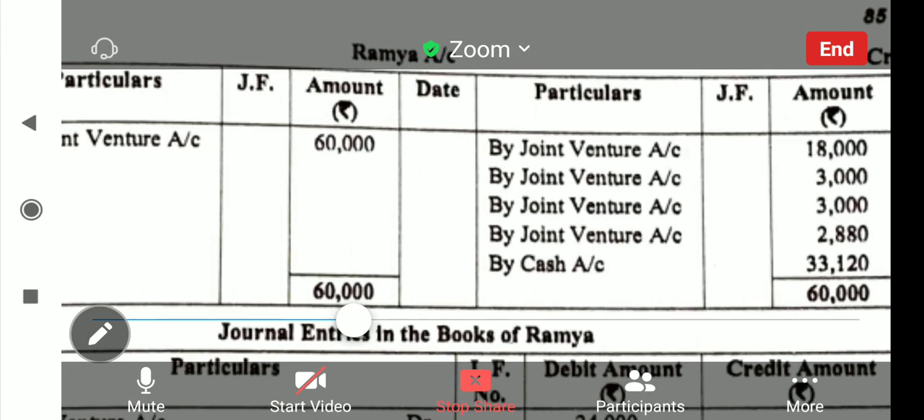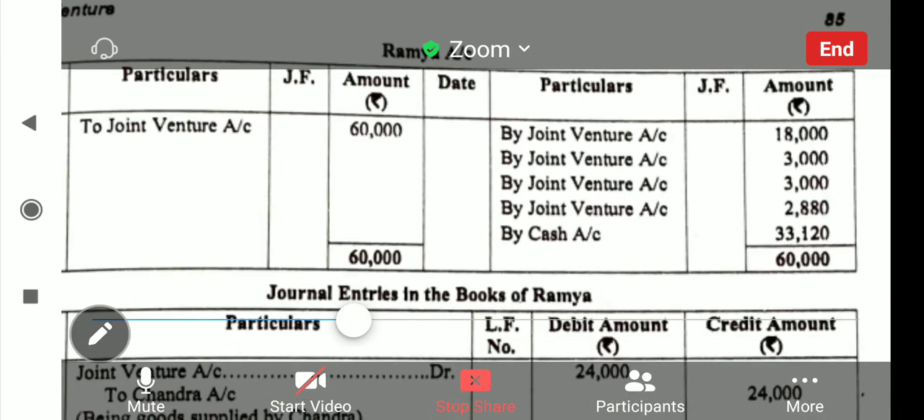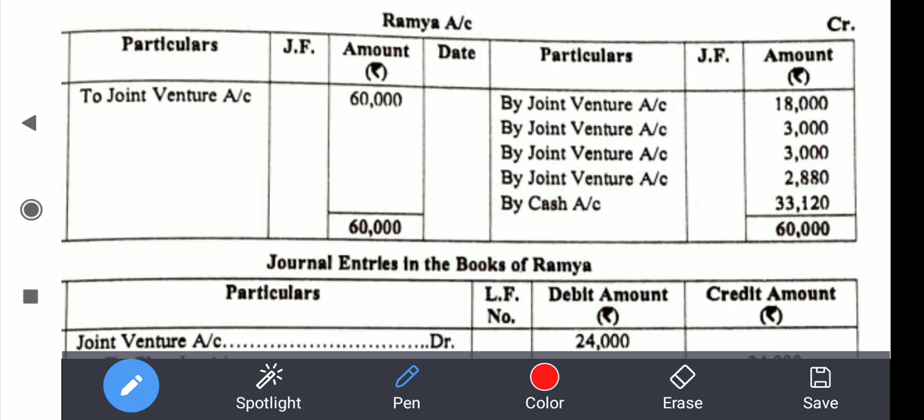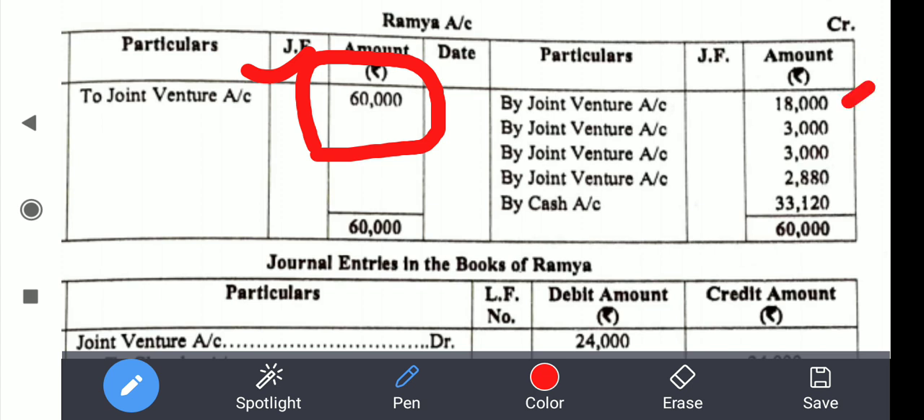So go to Ramya account. Is it visible? Okay. This is the sales amount. Then this is goods supplied by Ramya. This is expenditure by Ramya. This is commission to Ramya. This is profitability portion. The remaining amount should be transferred to Chandra.